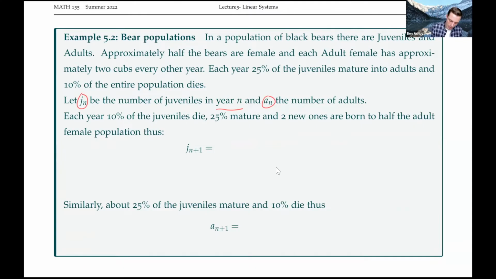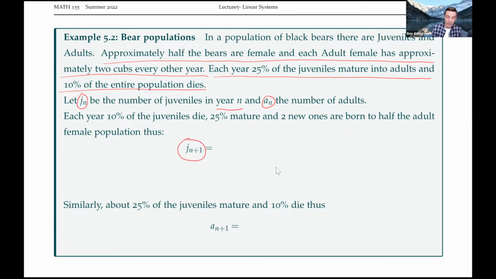And we've got some rules about how the population changes. So, for example, here approximately half the bears are female, and each adult female has approximately 2 cubs every other year. And then each year, 25% of juveniles mature into adults, and 10% of the entire population dies. So what we can do is we can start writing down a system of equations. So if we know what the number of juveniles and adults is in year n, what is going to be the number of juveniles and adults in the year n plus 1?